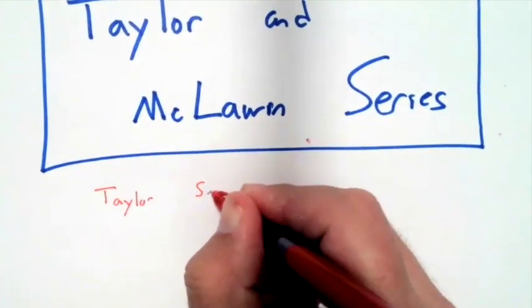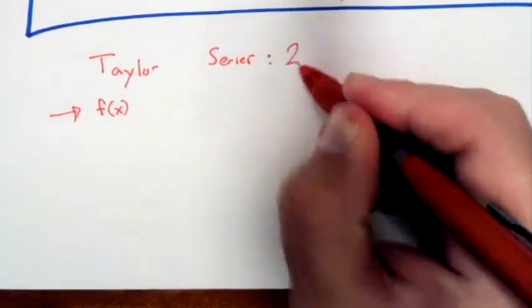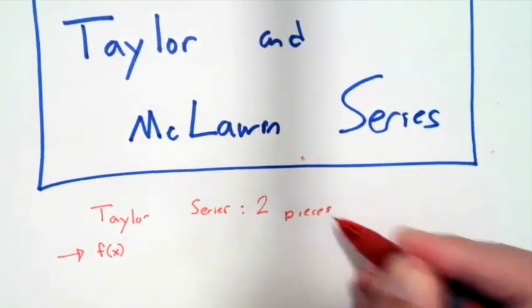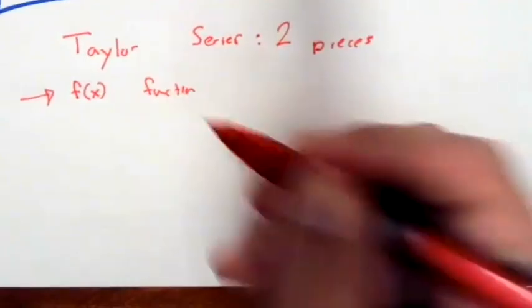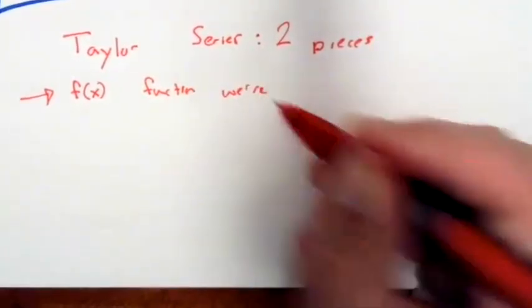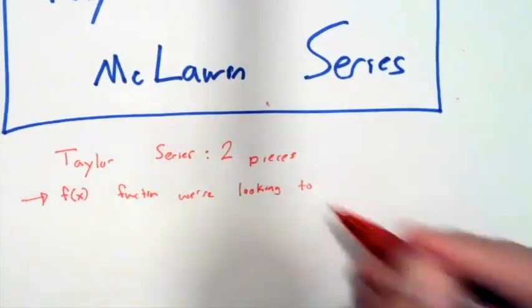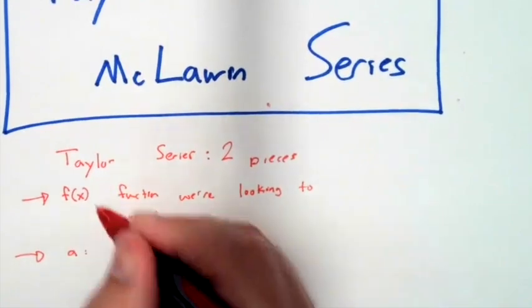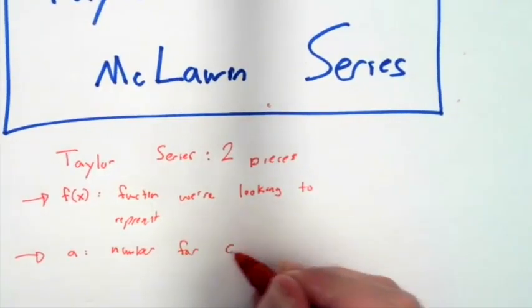So a Taylor series has two pieces that are important to determining what it looks like. The first is going to be the function that we're looking to approximate or represent, because if you have a Taylor series, it can actually represent the entire function. The second thing is a, which is a number where we want to center our series.